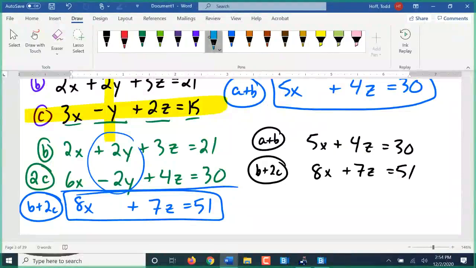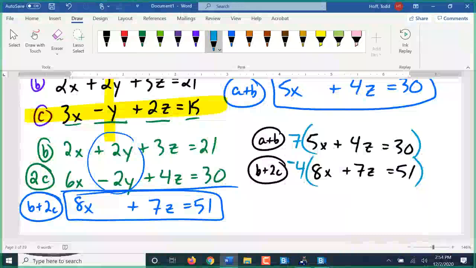Let's just pick a variable. I'm going to pick the z to get rid of. That means I'm going to multiply this one by a 7 to turn that 4z into a 28z. This one, I can't multiply by 4. That would turn it into 28z, but I need one of them to be negative, so I'm going to multiply by a negative 4. So the top equation here, a plus b.